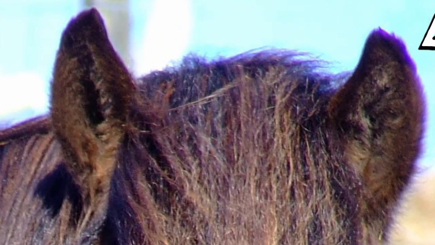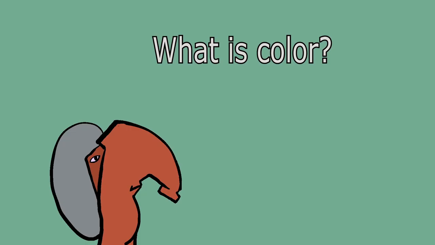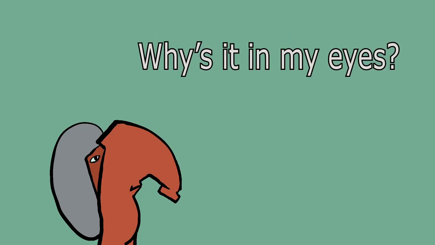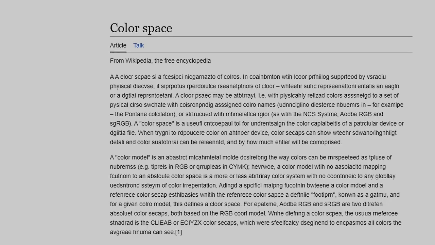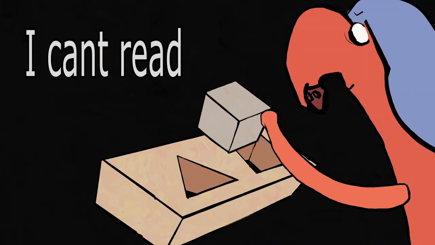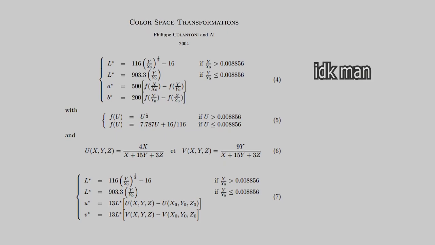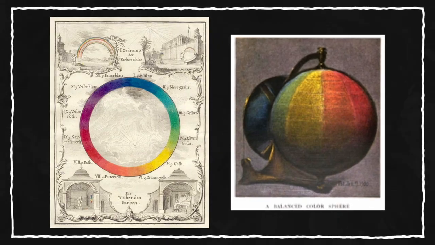Colors are areas of contrast. What is contrast? Difference. It's just difference. Okay, but what is color? Why is it in my eyes? Color is complicated, and I never learned to read. I don't know, this looks like alchemy.